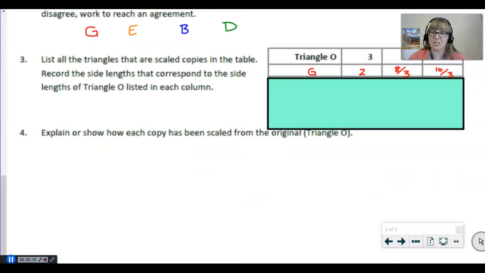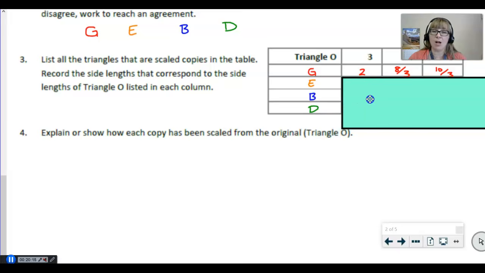We've got those measurements on here, and so I want you to put the measurements on your own table for not just G, but all of those scaled copies. So G, E, B, and D, fill in that table with the corresponding measurements. Pause the video until that's done.